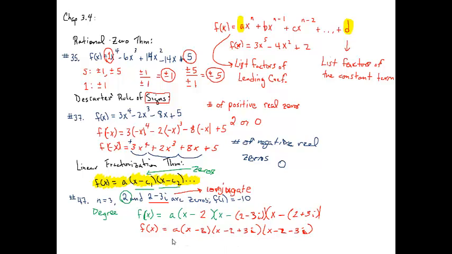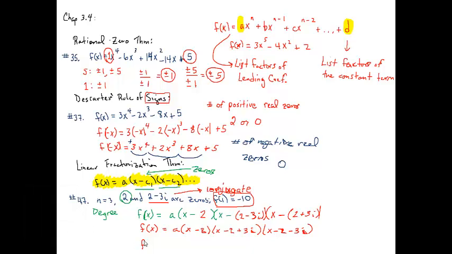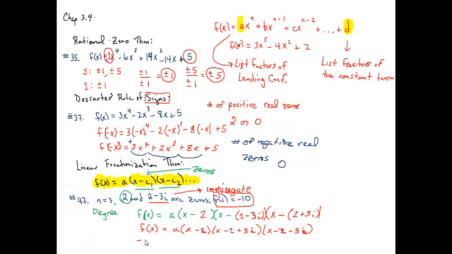Okay, now how do you find the a term? They gave me some more information. They said f of 1 is equal to negative 10. F of 1. Everywhere I see an x, I'm going to put a 1. That's what it means. So this right here, I normally would write as f of 1, but since I know it's negative 10, I'm going to write it as negative 10.